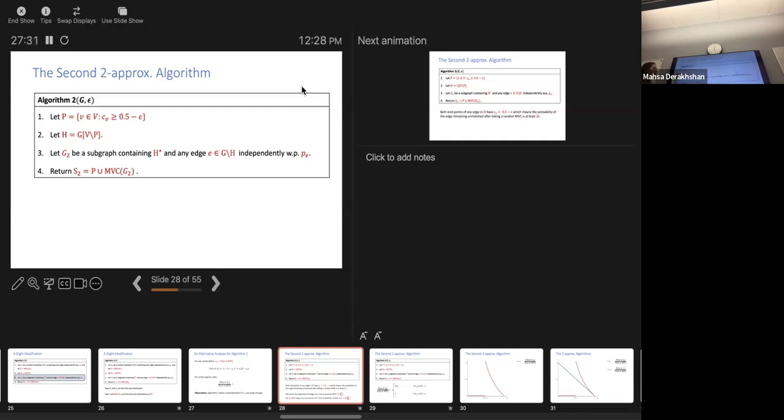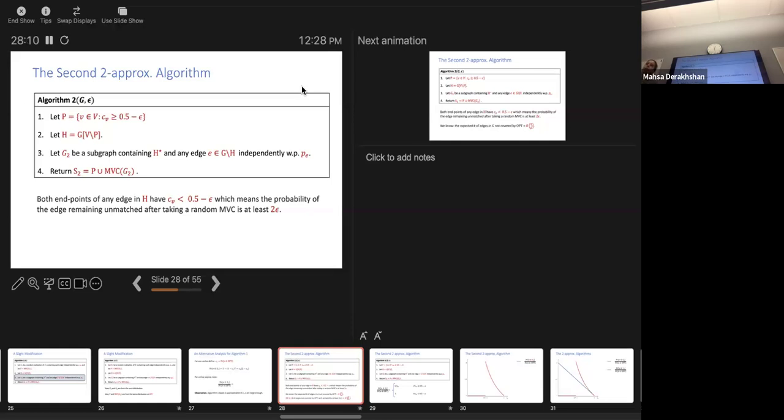Now here P is all the vertices that have CV, which is the probability of joining the optimal solution, at least half minus epsilon. Epsilon here is a small number. First, let's see why the number of edges that we query is not large. Sorry, the number of edges that we query is small. The reason is that, let's say an edge is queried. It means that it doesn't have any endpoint in P, right? So both its endpoints have CV smaller than half minus epsilon.